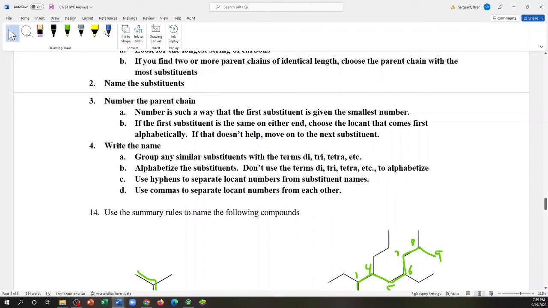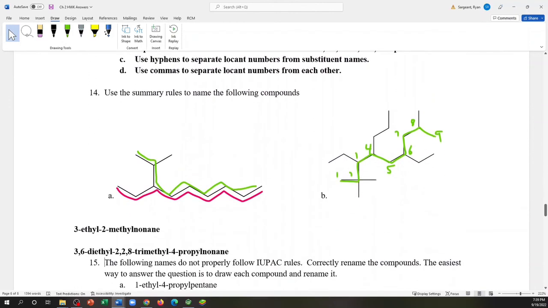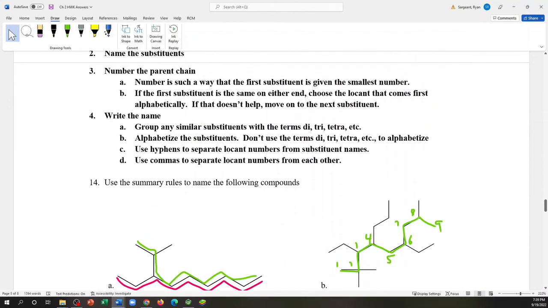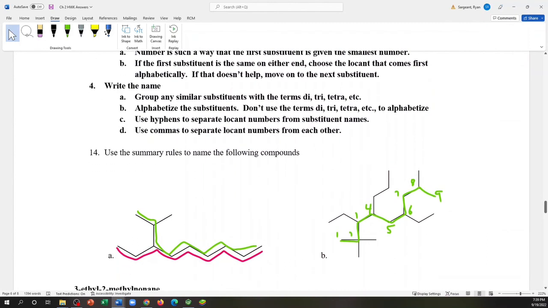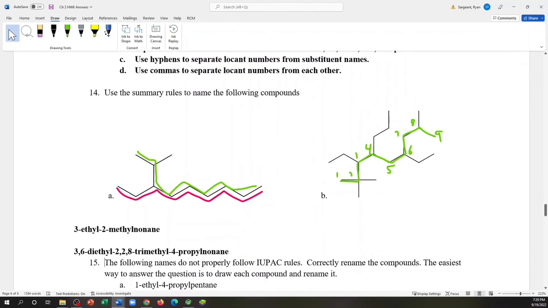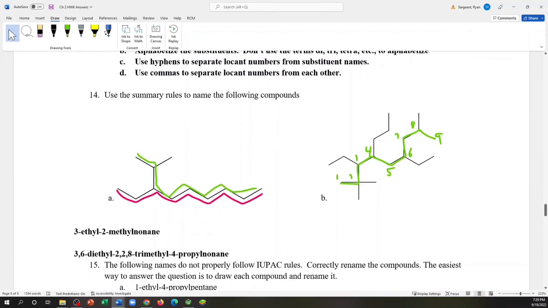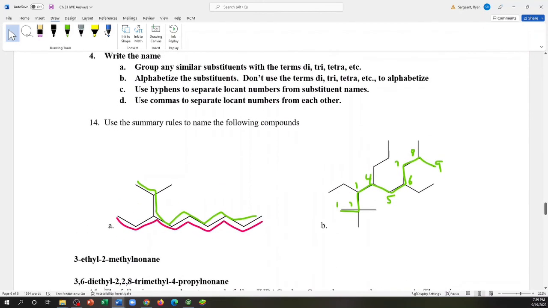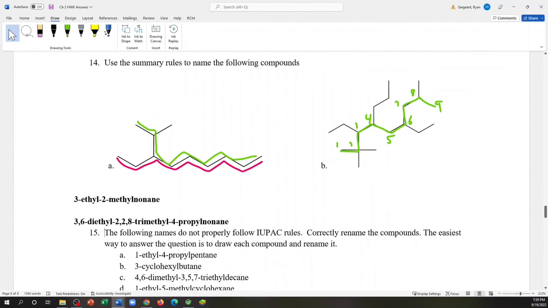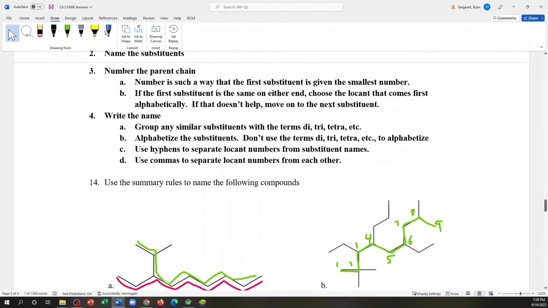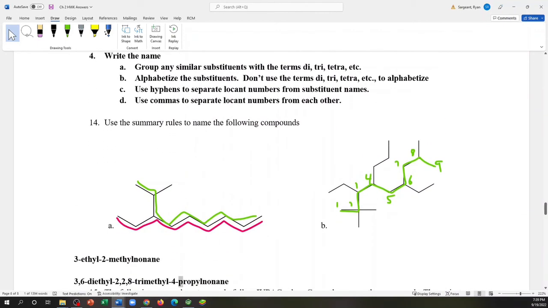If it doesn't help, move on to the next substituent. So that's kind of this left-right thing that we've done, and we've added letters in, and we've seen some examples of dealing with that complexity. Finally, we write the name by grouping the similar substituents with the number with the prefixes di, tri, and tetra, which we did by calling this a diethyl and a trimethyl. We alphabetize the substituents, but don't use those terms, di, tri, and tetra. That's why I alphabetized it according to E, M, and P. Then finally, use hyphens to separate the numbers from the letters and commas to separate the numbers from the numbers.